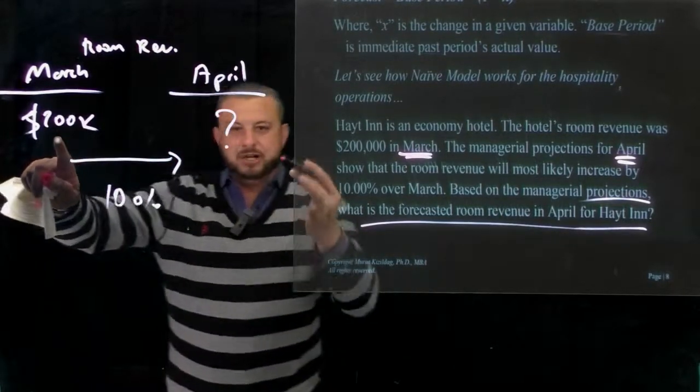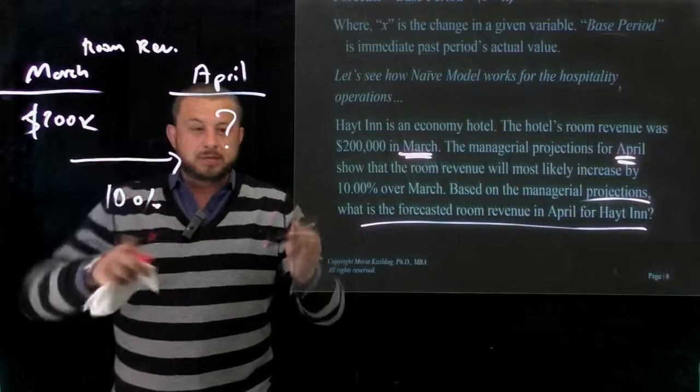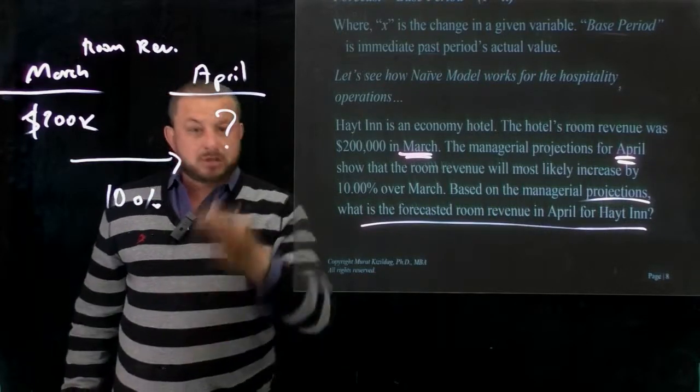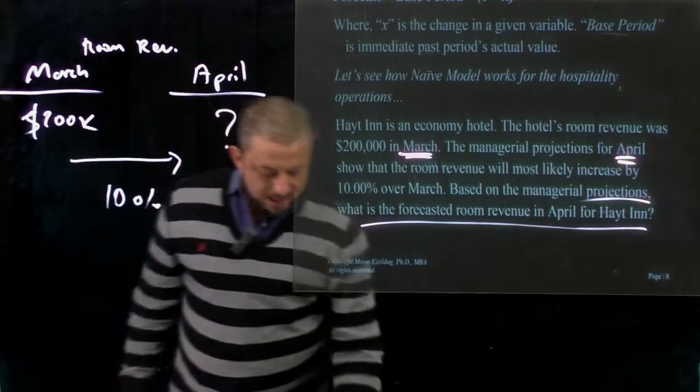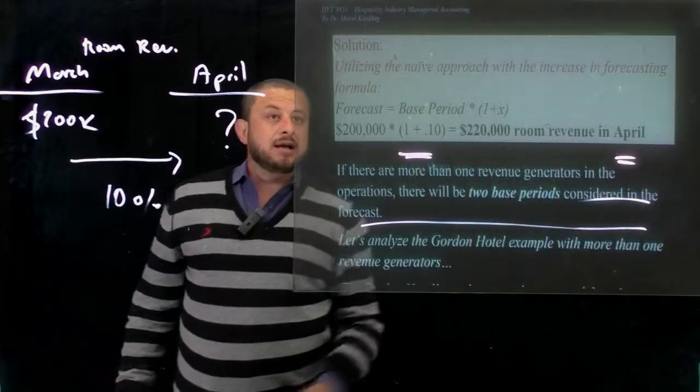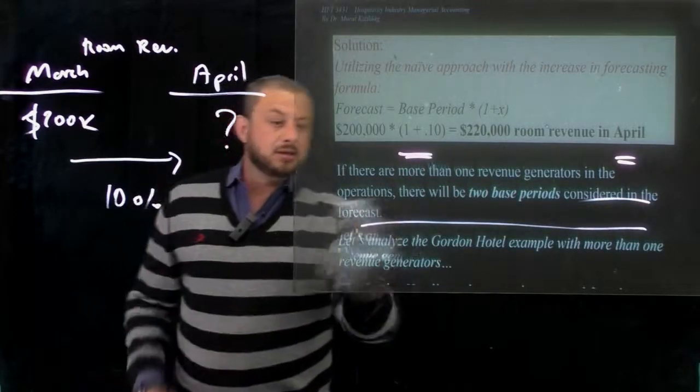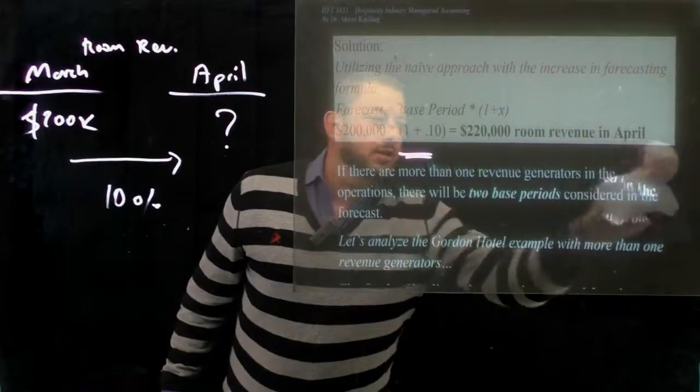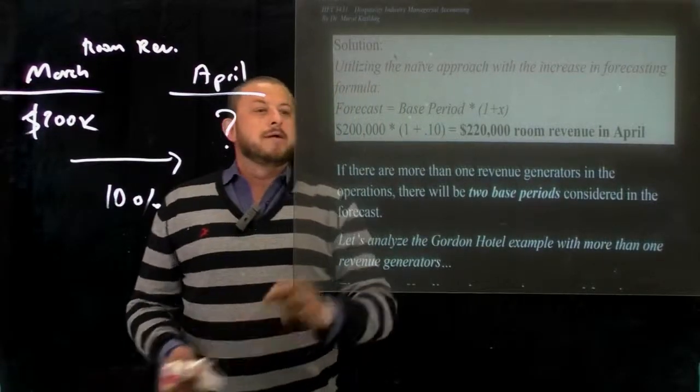So again, what is my base period, which is the March immediate past period? What is my x, which is the forecasting assumption? It is 10%. And take a look at the solution, guys. Let me just clean the screen real quick.